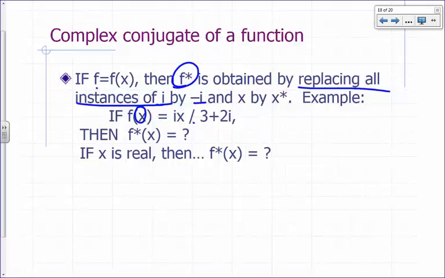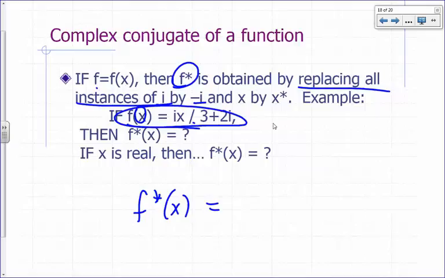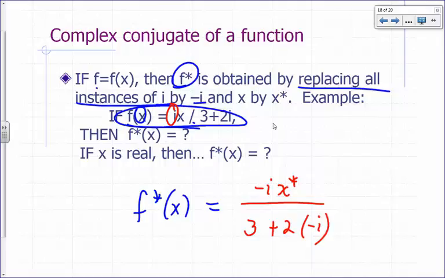Right? So let's say f is ix over 3 plus 2i. What's the complex conjugate of that? It's going to be, you see an i, replace it by negative i. You see an x, replace it by x star. You see a 3, that's a real number. The complex conjugate of 3 is also 3. 2 is a real number, and replace i here by negative i. So every time you see an i, replace it by negative i. Every time you see an x, replace it by x star.